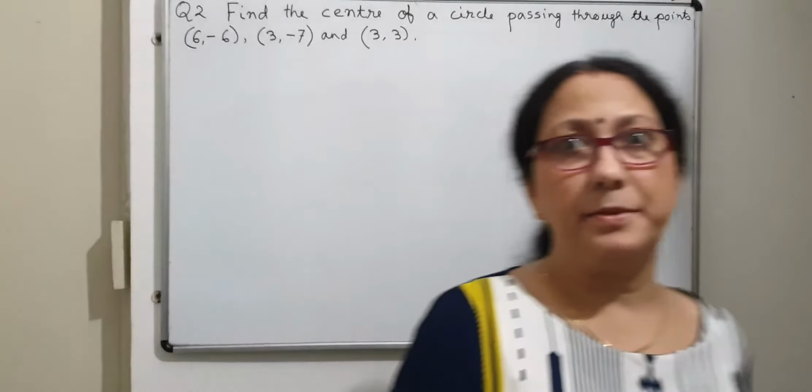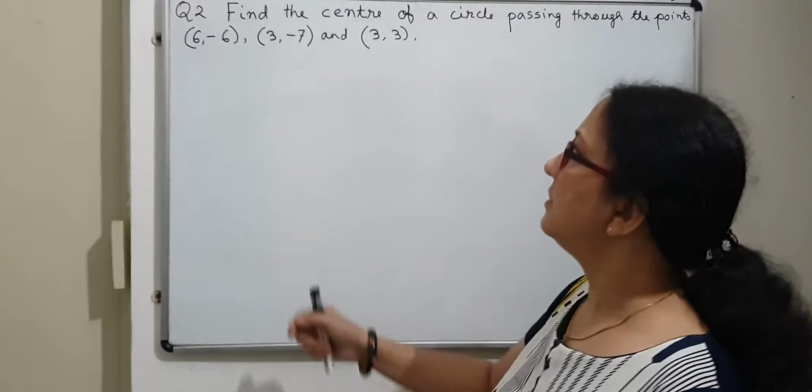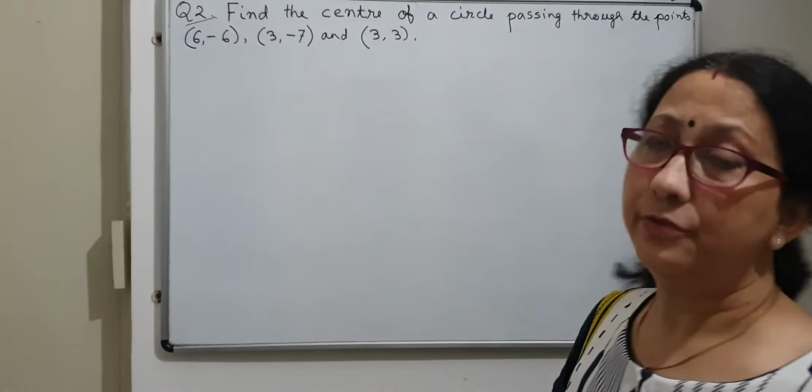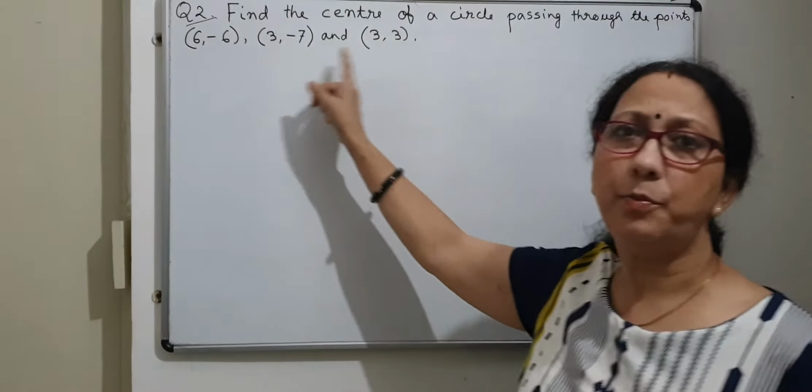Next question that I have taken also from the optional exercise is the third question of the exercise. Now, what is the question? Find the center of a circle passing through these 3 points.